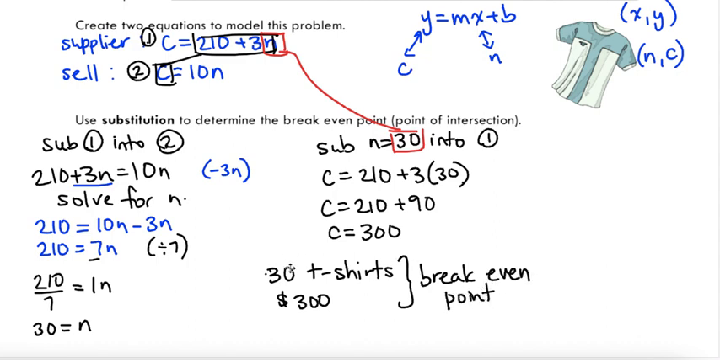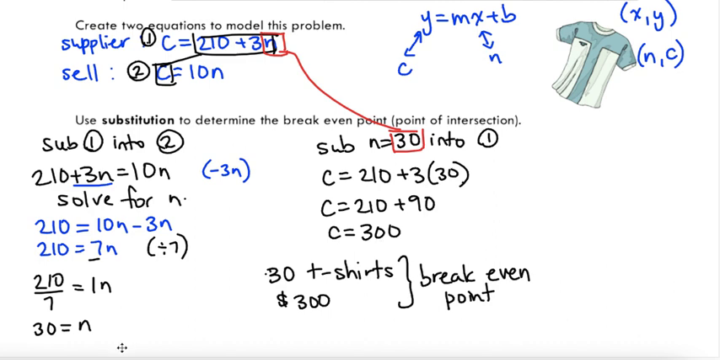So if I sell 30 t-shirts and buy 30 t-shirts, I'm going to make 0 money, because all of the money that I earn from selling the t-shirts, I have to pay to the supplier. What I can do is now figure out how many t-shirts I would lose money on. I could figure out how many t-shirts I would make a profit on, all of those other fun applications that I could do with this question. But I also want to make sure that this answer is correct.